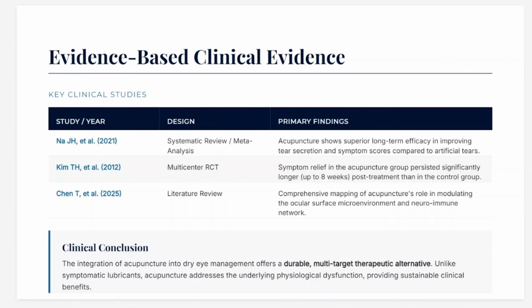Clinical studies support these mechanisms. Meta-analyses demonstrate improved tear secretion and symptom scores with acupuncture. Randomized controlled trials show longer-lasting symptom relief compared with artificial tears. These findings suggest acupuncture provides sustainable benefits rather than temporary lubrication.